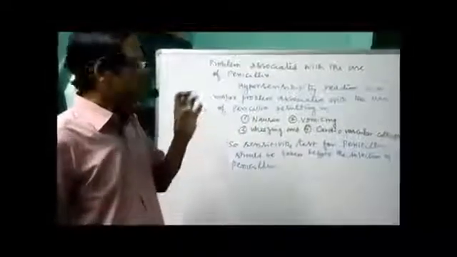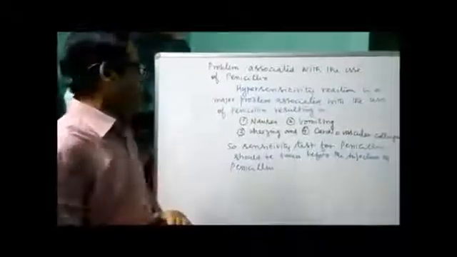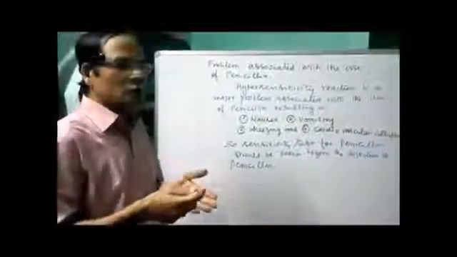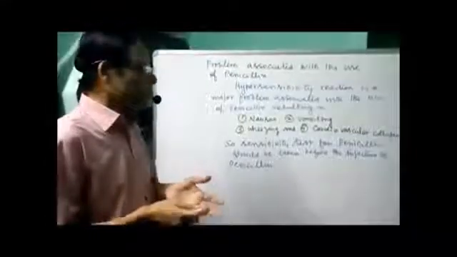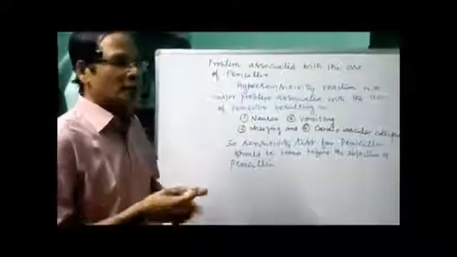Antibiotics are one of the industrial products. We have to go for the next one, the beverages. What are the different types of beverages prepared? Mainly the alcoholic beverages.